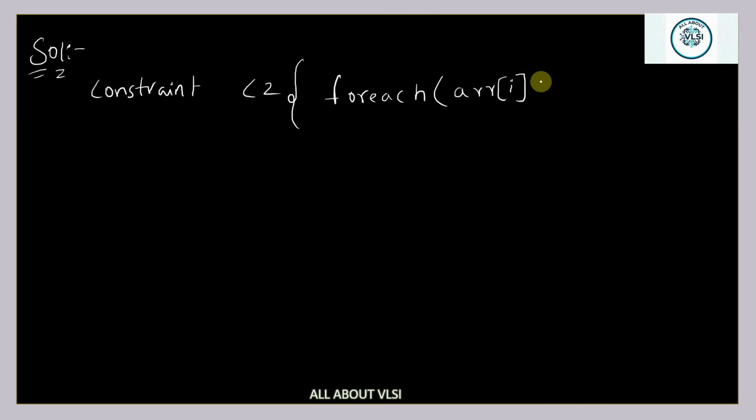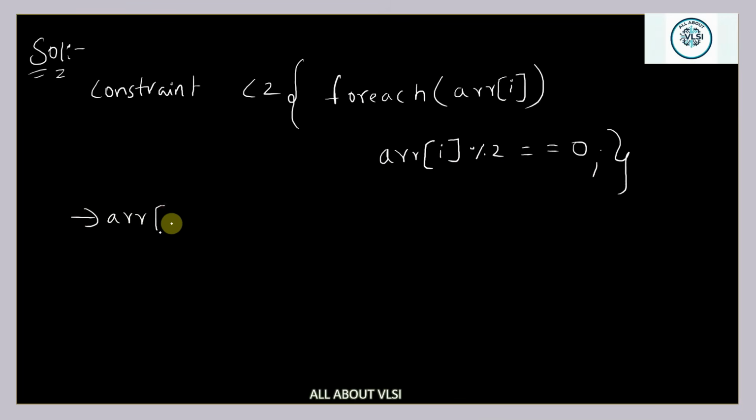Okay. And in this particular array, what is it that I need to have? This entire indexes inside my array should have only even values. That means array of I percentage 2 equal to 0. That's it. So what is happening over here? Array of 0, it will check whether it is divisible by 2 or not. If it is divisible, then it is going to store the value.